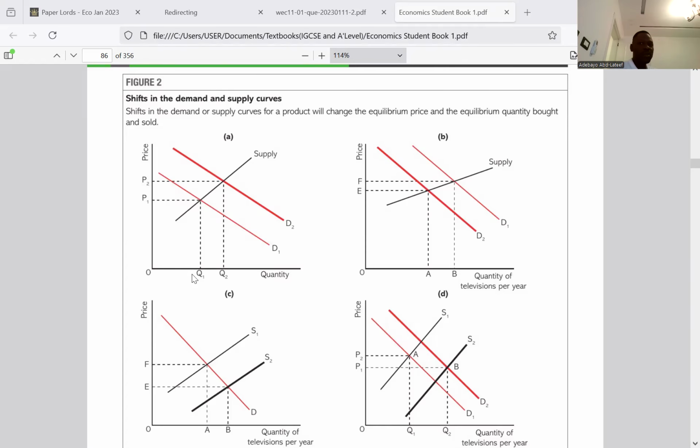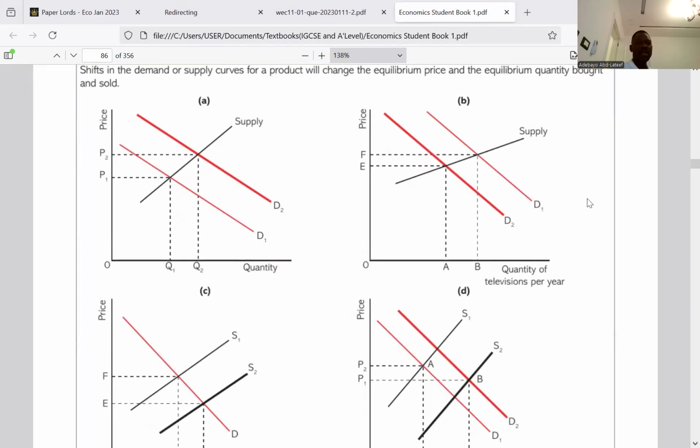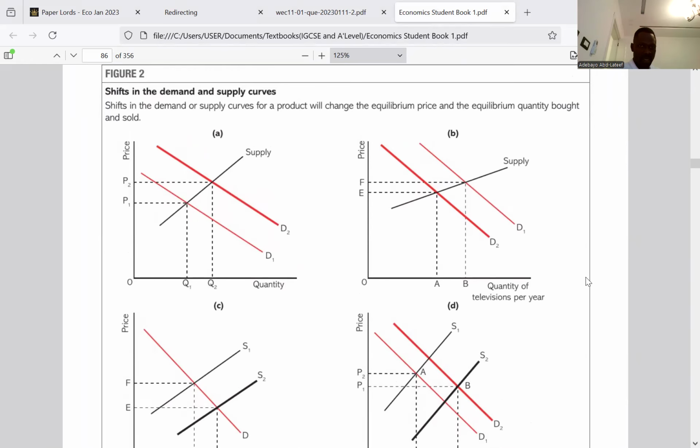So the demand curve or supply curve changes first before price changes. That is the point they are making here. That means we have to look into the curves before we talk about the price. Do you get the point I'm making here? Okay. The first one here.